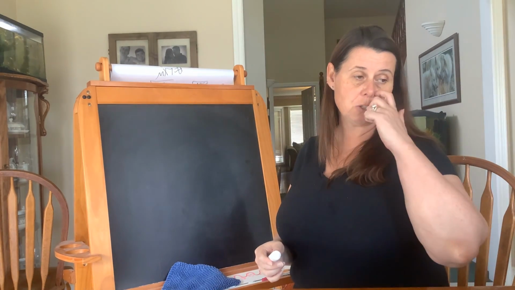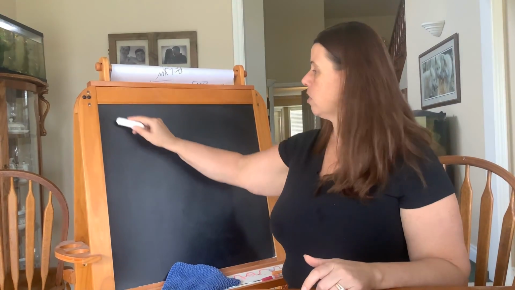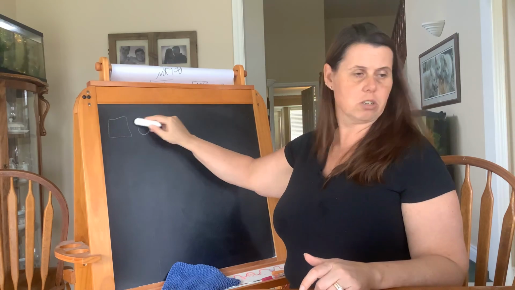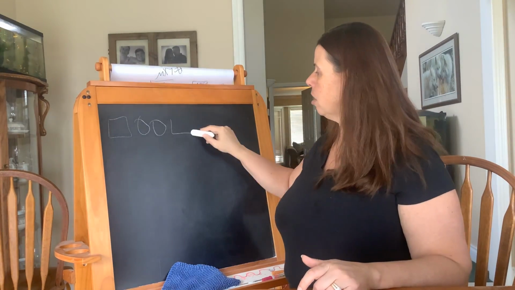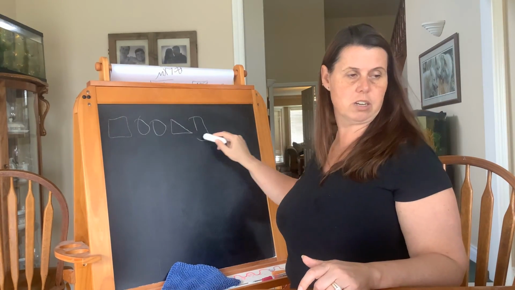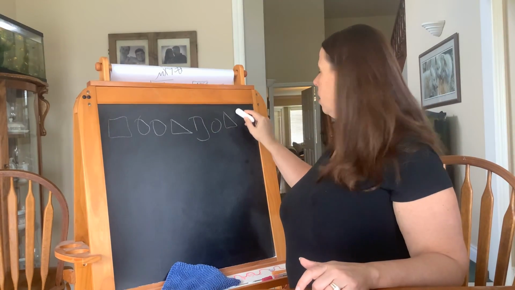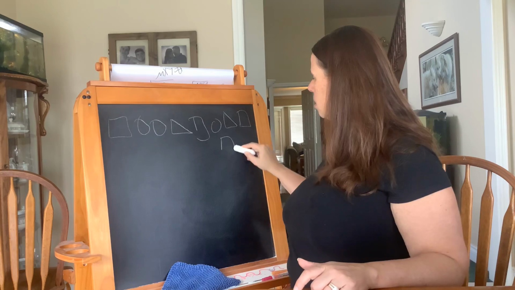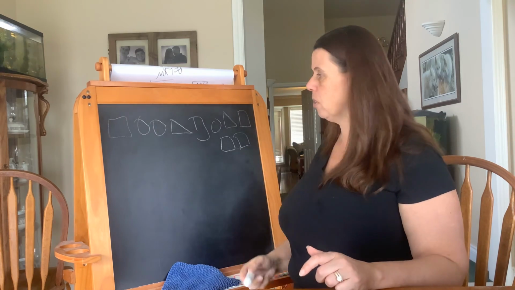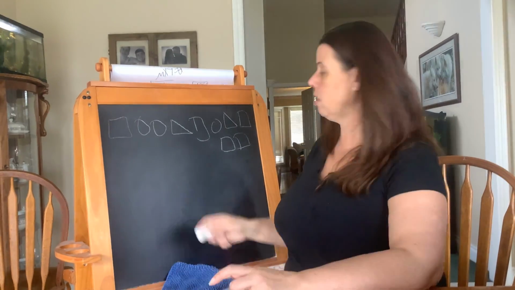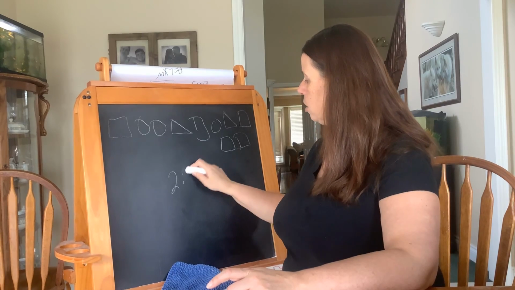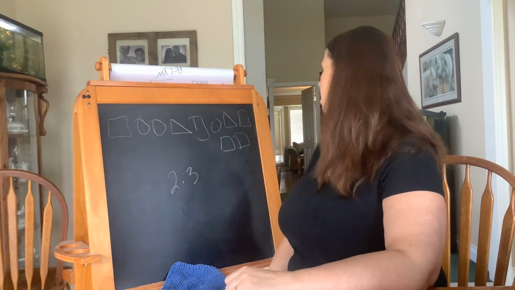Question 3, what does each ratio describe? Well, you've got a square, a circle, a triangle, a square, a circle, a triangle, and 3 squares. There are multiple answers to these questions. So they've given you a ratio of 2 to 3. What could it possibly be?